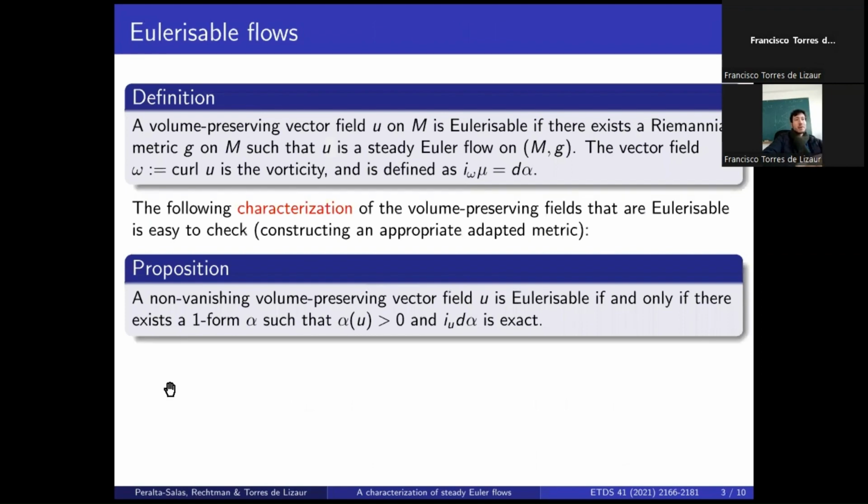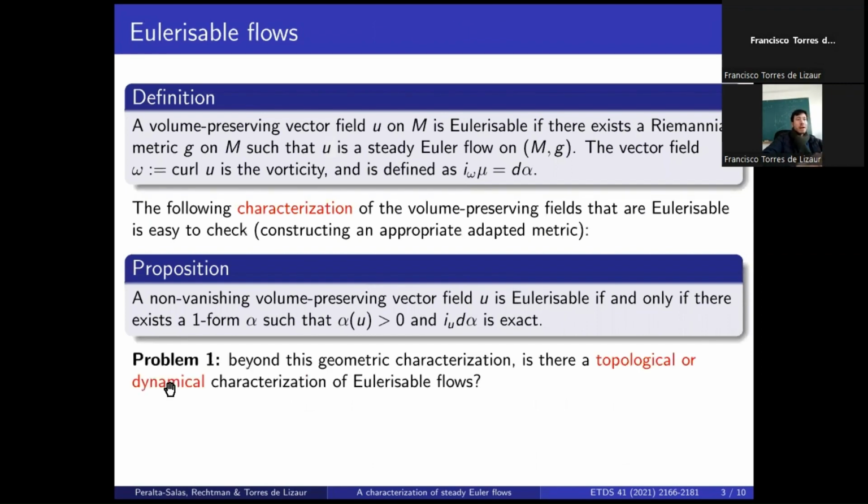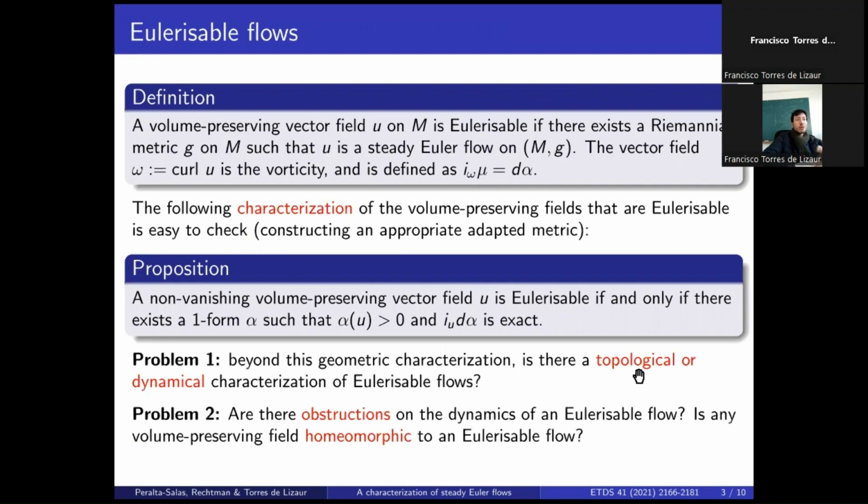So this is a trivial observation, but what we are after really is a more dynamical or topological characterization of Eulerizable flows. And more precisely, we would really want to have some abstractions on the dynamics that can be present on an Eulerizable flow. So for example, we could ask, are there some arrangements of flow lines, some dynamics that cannot be present in an Eulerizable flow?